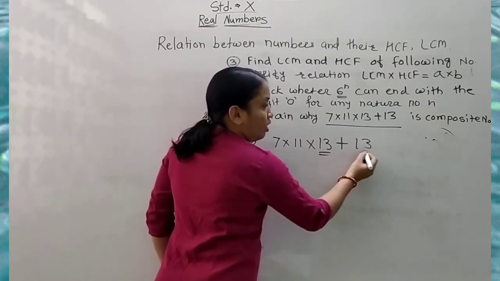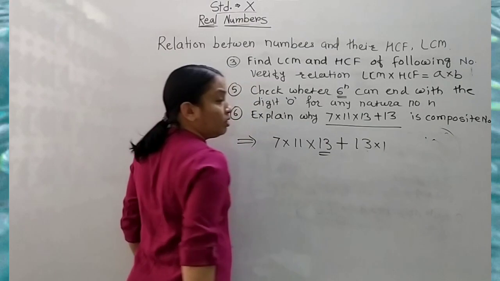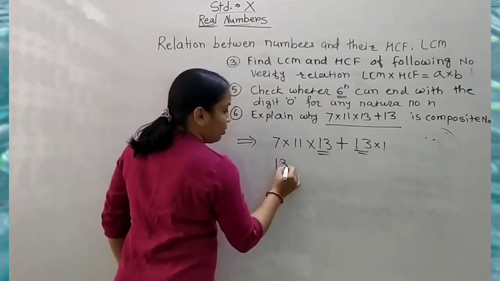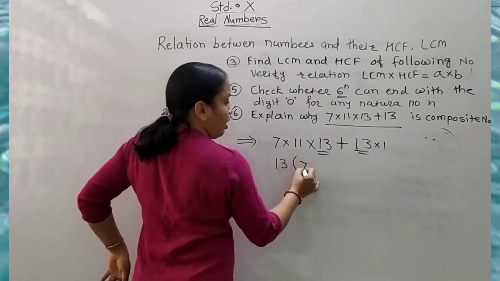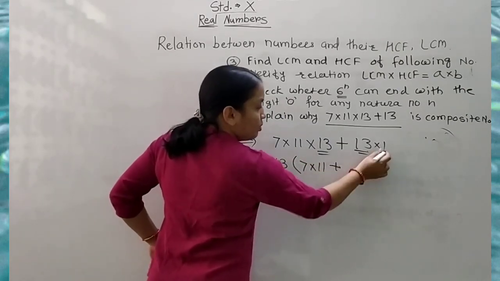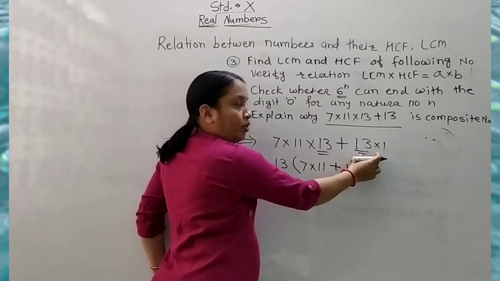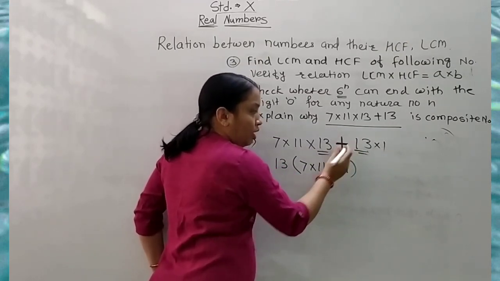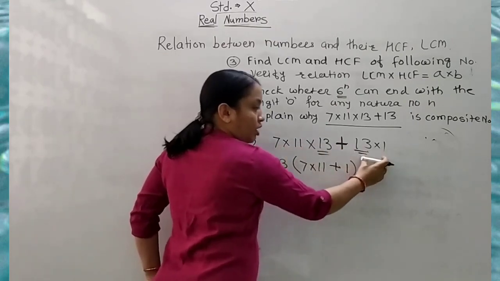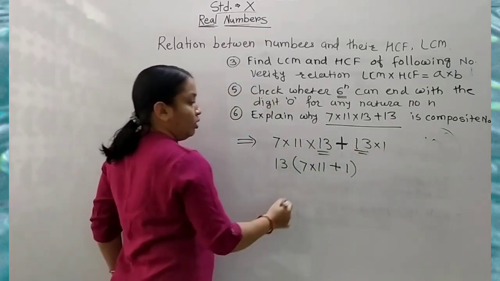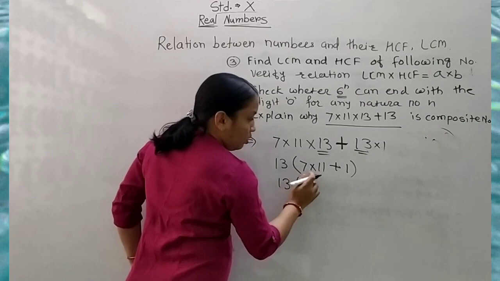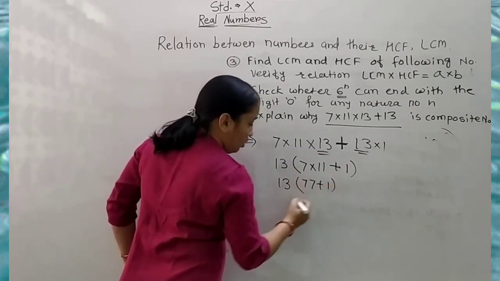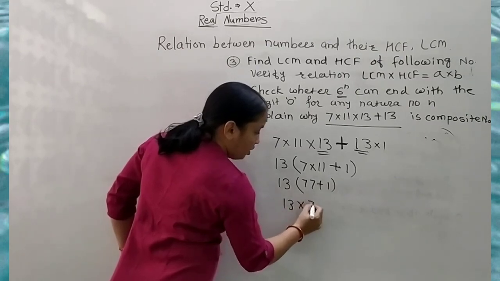Okay. Here 13 can be written as 13 into 1. Use the distributive property. Okay. 13 can be taken common. So what remains here? 7 into 11 plus 1. Why have I written 13 into 1? Because we are taking the common. This is the plus sign. Okay. This is one term and this is another term and you are taking 13 common. Now it is 13 into (77 plus 1). 77 plus 1, that is 13 into 78.